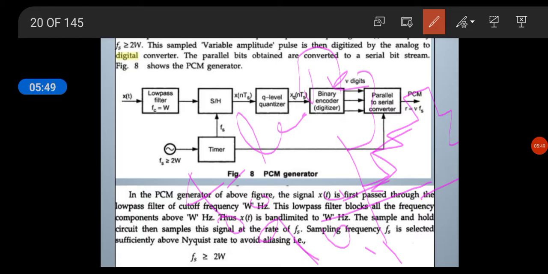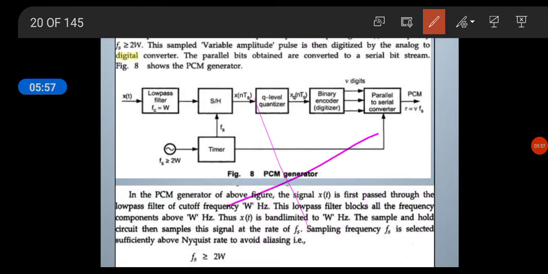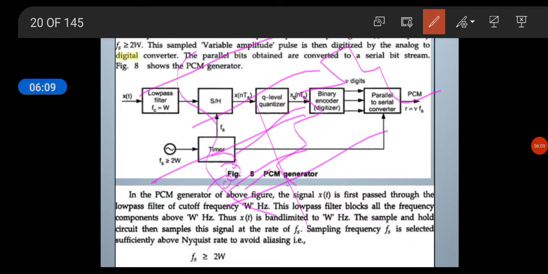If you are performing Q level quantization with 8 levels, we have to give the coding like this: 000 and so on. 3 bits we have to assign for 8-level Q level quantization. So the number of levels is the step count, and based on that we will be assigning 2 bits, 3 bits or 4 bits.